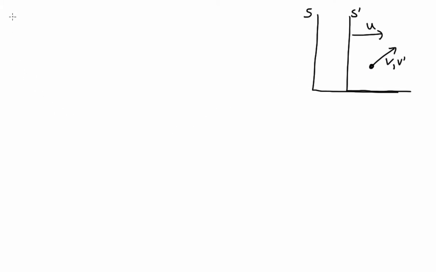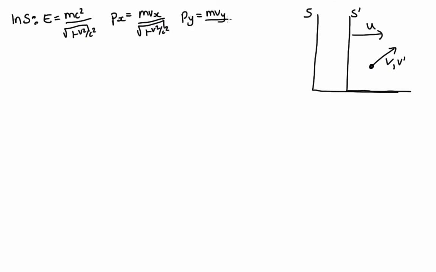And so we know that in the original reference frame, in S, the total energy is given by mc squared over the square root of 1 minus v squared on c squared. And we know that px is equal to m vx over the square root of 1 minus v squared on c squared. Py is equal to m vy over the square root of 1 minus v squared on c squared, and pz is equal to m vz over the square root of 1 minus v squared on c squared.